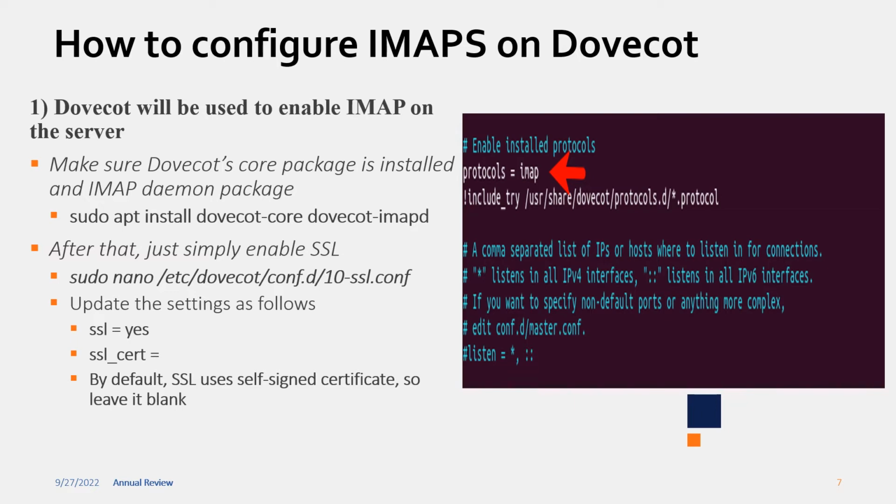First, you have to enable the IMAP protocol on the server. Make sure that the core package is installed if you haven't already, and there's an extra section in this Linux command that allows you to enable the IMAP protocol. If you remember from the last video, we use this text file in the next command in order to enable SSL, and we do the same thing as before. We enable SSL, we leave the certificate section blank, so that by default the secure socket layer uses a self-signed certificate, and thus we don't have to configure one for ourselves.